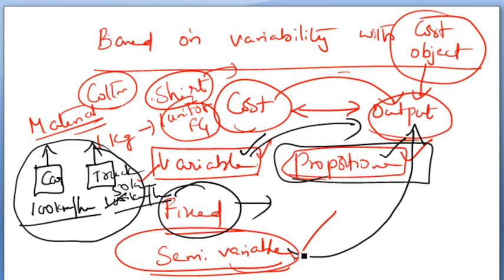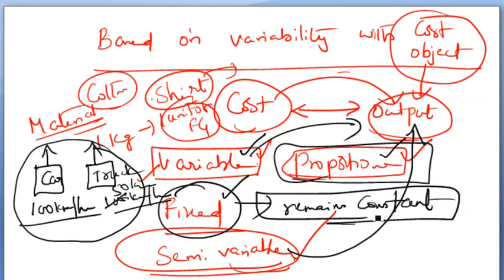Semi-variable cost is something which changes, but it changes disproportionately along with the output. Then what about fixed cost? It does not change. It remains fixed. It remains constant irrespective of the change in output. The best example is rent.